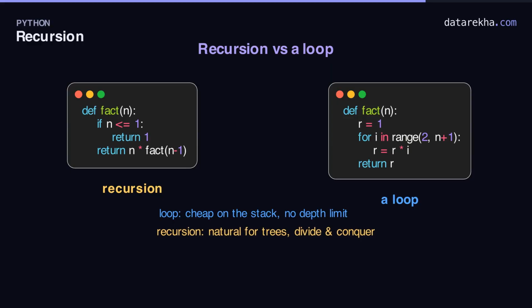The loop is cheaper. It uses a single frame and never risks a stack overflow. The recursion is clearer whenever the problem is naturally self-similar. Walking a tree, divide and conquer, backtracking. There, recursion mirrors the shape of the problem, and the code almost writes itself.